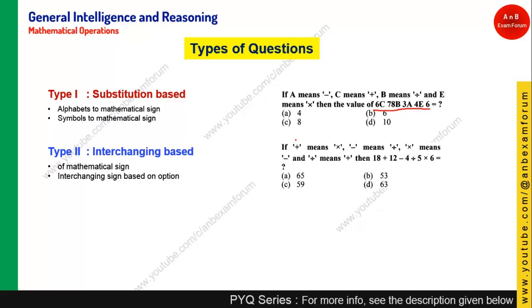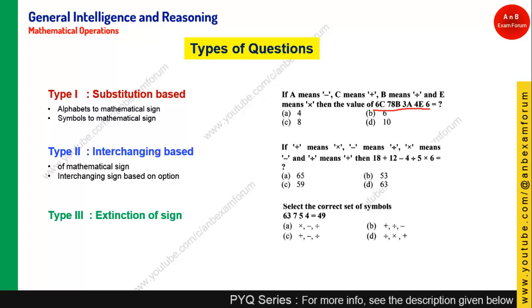The second type is the interchanging based, where the mathematical signs are interchanged. I mean to say that, like, plus means multiplication, minus means division, multiplication means minus. So you need to interchange the operators given in the expression and then evaluate and give the answer. So this is type 2, that is interchange based questions related to mathematical operations.